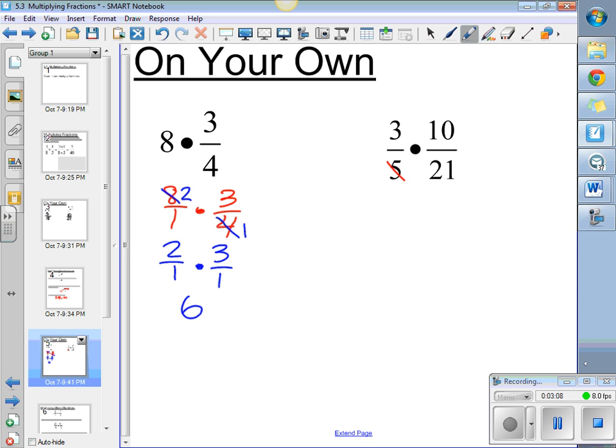Here I can see I've got a 5 and 10. Both have a factor of 5. I get a 1 and a 2 here. And these both have a factor of 3. So I get a 1 and a 7. So when I rewrite my problem, I have 1/1 times 2/7, giving me an answer of 2/7.